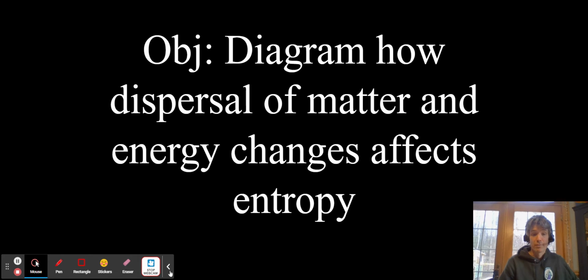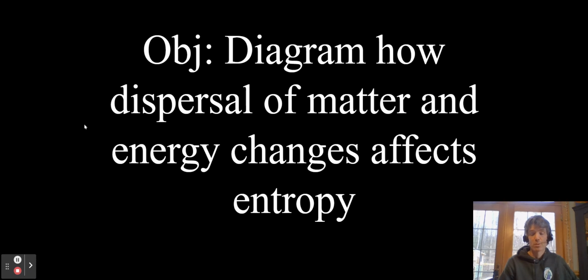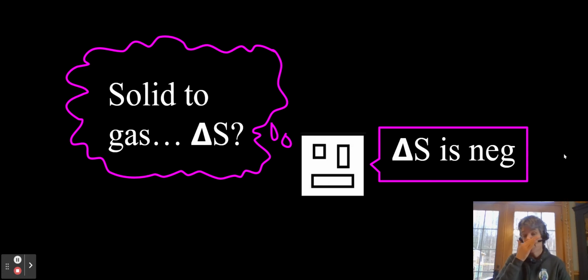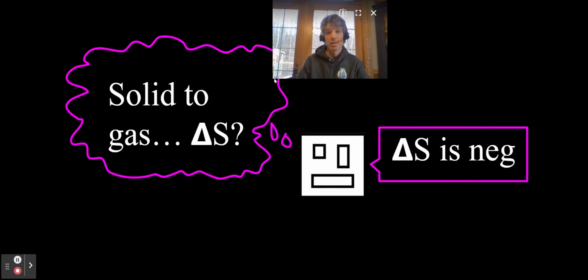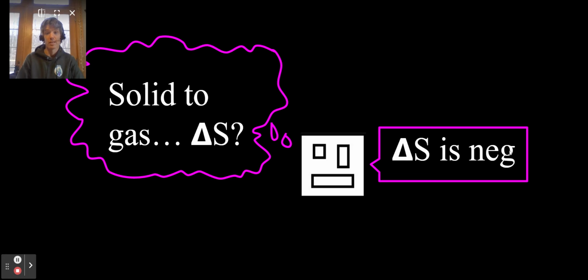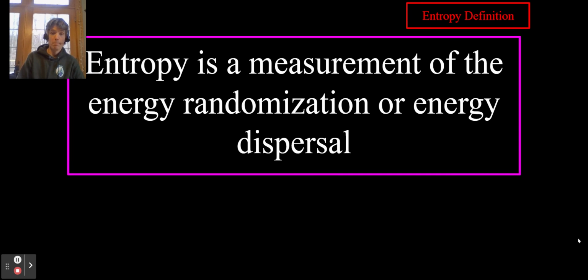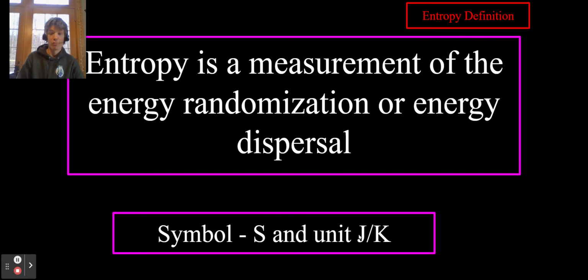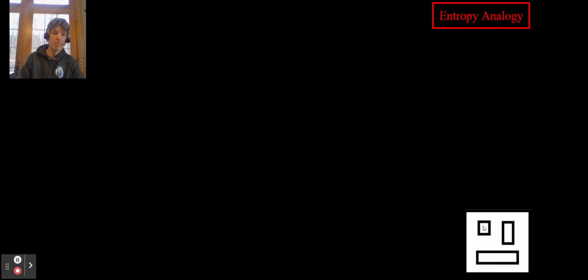Here is our topic. Here's our objective. And by dispersal, it's like spread out. Another way to think of this is if I had a solid and a gas and I change it, what's going to happen to entropy? At the end of this video, you want to be able to just say, hey, it's going to do this. Here's our definition of entropy. Its unit is joules per degree Kelvin, and its symbol is S.